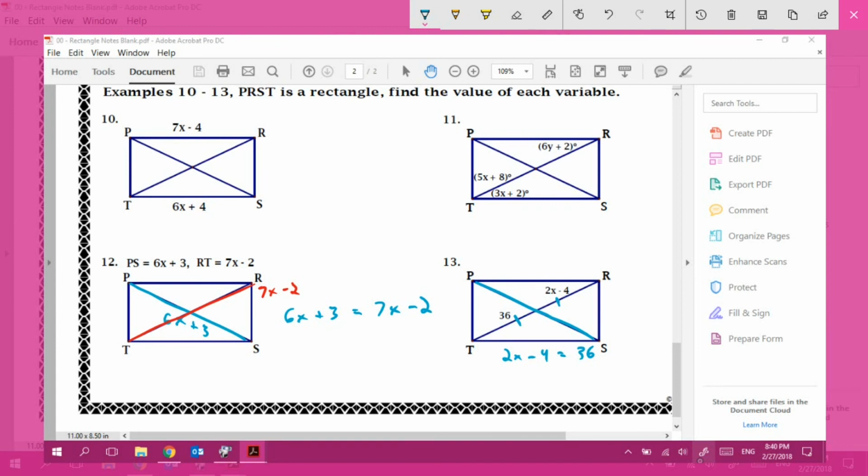So there we have it, guys. Properties of rectangles, almost exactly the same as properties of parallelograms, because a rectangle is a parallelogram, but it has 4 right angles, so there's a few extra rules.